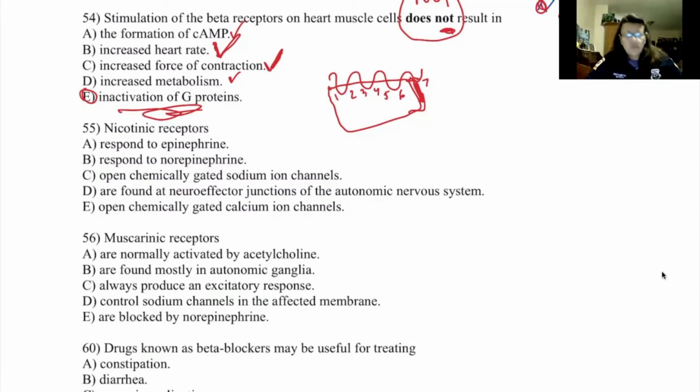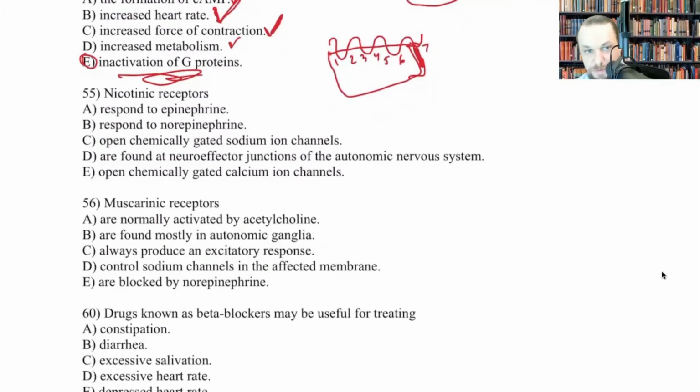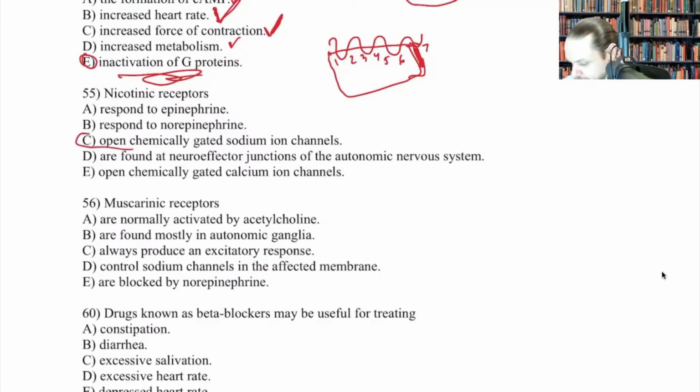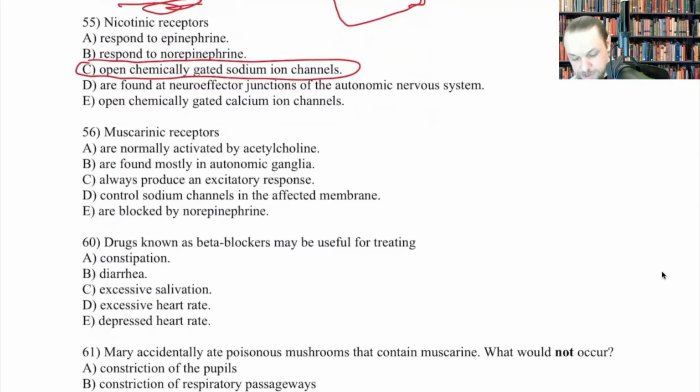You said Irene? 55. Nicotinic receptors, C, open chemically gated sodium ion channels. Okay, very good. Nicotinic receptors open chemically gated sodium channels. When acetylcholine binds to that receptor, it opens up the channel, and sodium comes in during muscle contraction.